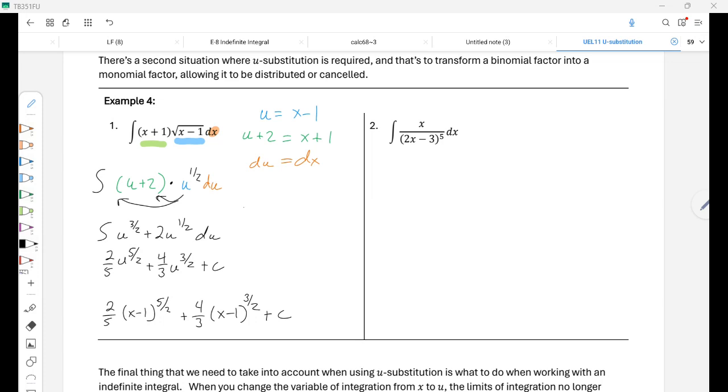All right, number 2. What do we got? x over 2x minus 3. So what's our u going to be? Our du then is 2 dx. But we don't have 2 dx. We have dx. So we're going to have a 1/2 of du in here for dx.